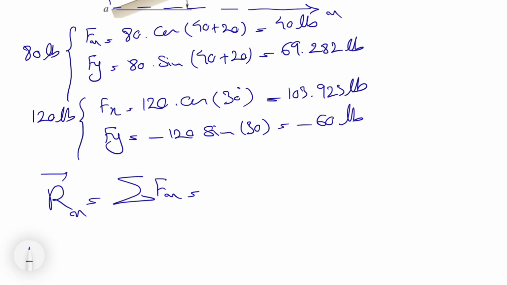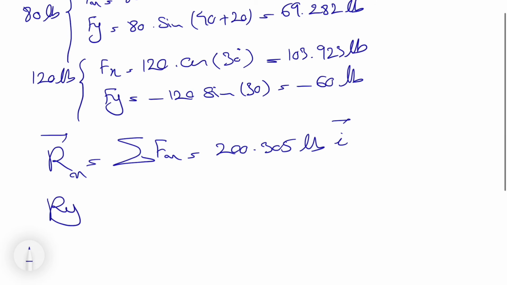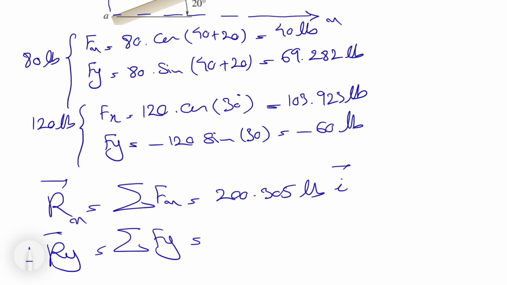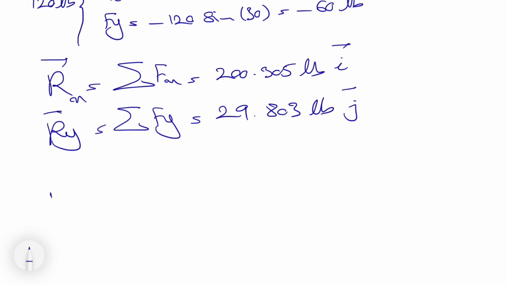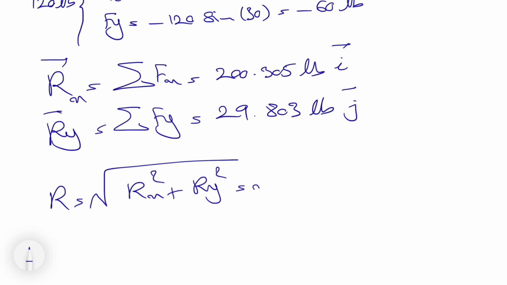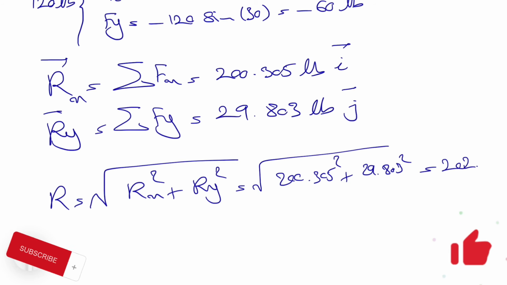So now that we have all the Fx and Fy, we can find the resultant. Simply our resultant will be sum of all Fx's that we found in here, and if we do that, we'll find our Rx 200.305 pound in our direction, and our Ry will be the sum of all the y component that we have, which was 20.5 plus 69.2 minus 60, and if we do that, we'll get 29.803 pound.